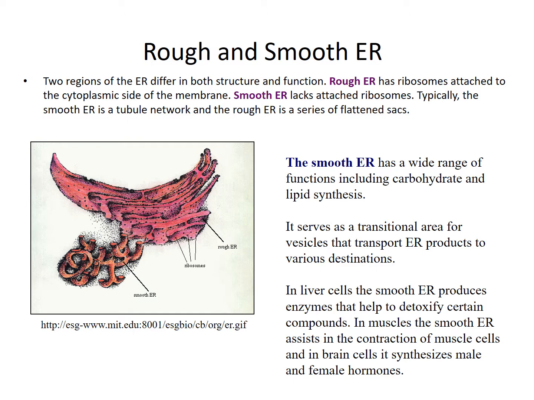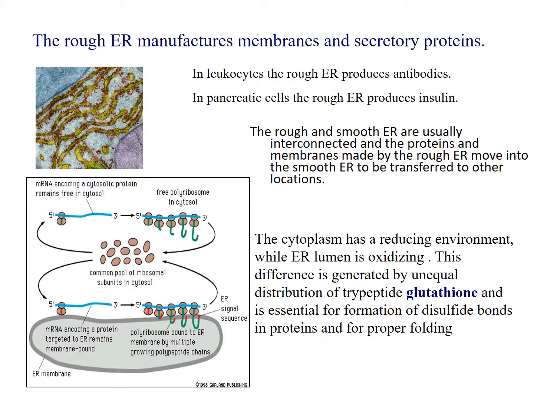So rough and smooth, we talked about that. The smooth ER is enzymes that help detoxify. It's a workhorse in the liver, and it has other properties in other tissues. The ER manufactures membranes and secretory proteins. In the pancreas, the ER produces the insulin, which is good. In white blood cells, it helps make antibodies.